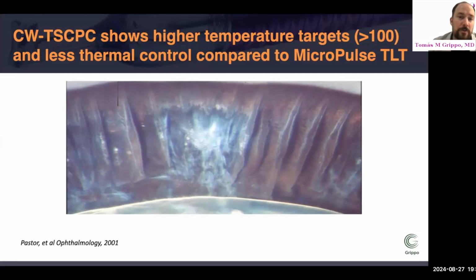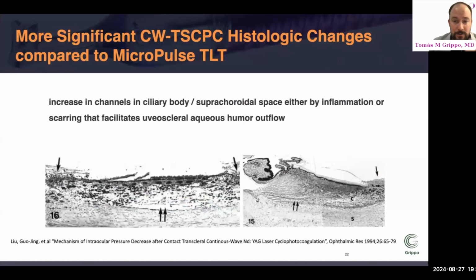Of course, this would also have an impact on the production of aqueous humor, and as was described back in 1994 by the group of Guo Jing, they showed that the scarring would affect the uveoscleral outflow system, increasing spaces within those tissues that could potentially facilitate the egress of aqueous humor from the eye.